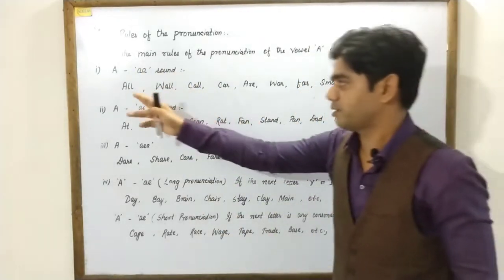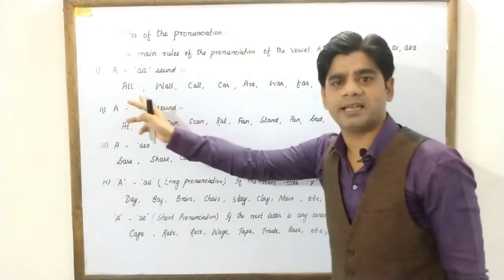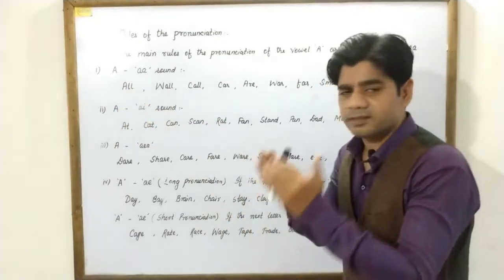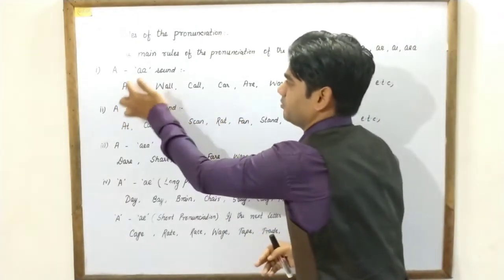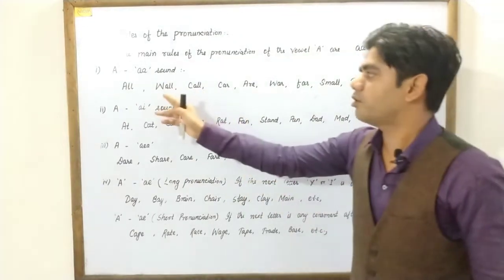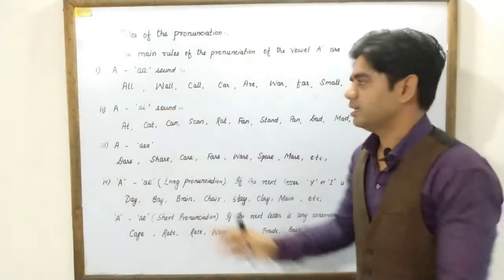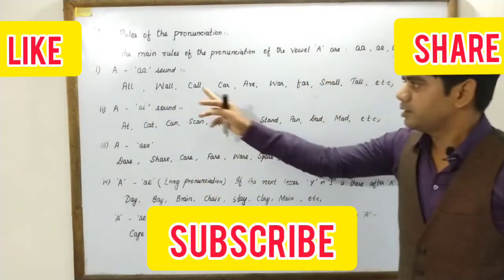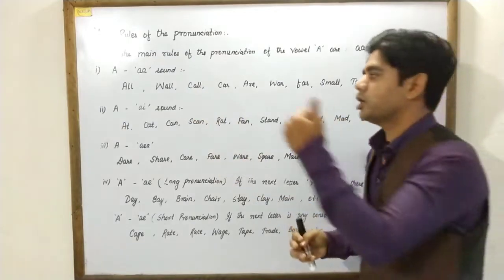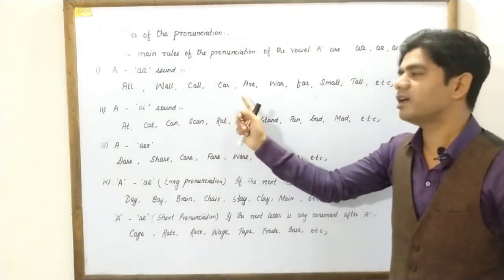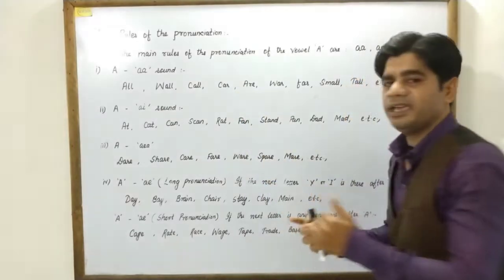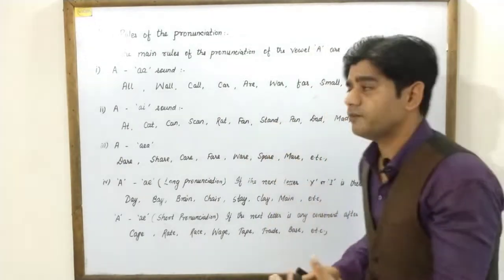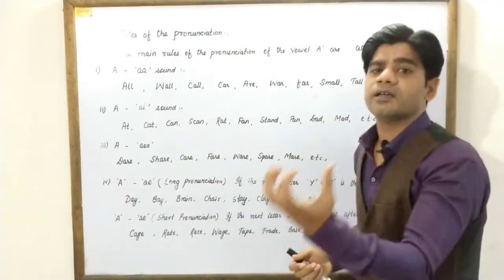So just look at the examples. Here it is, A-double-L. We are reading it as "all". This word contains a letter A that produces a sound. Now we have another word, W-A-double-L. The pronunciation of this word is "wall". C-A-double-L, "call". C-A-R, "car". These words have a letter A that produces a sound.